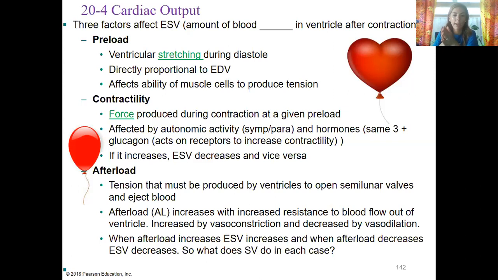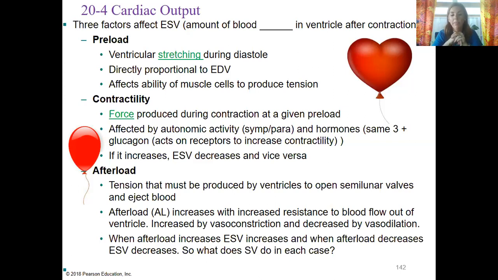So this is why afterload is all about how much tension the ventricles need to produce in order to get that semilunar valve to pop open and allow blood to eject out. When afterload increases, ESV increases, and when afterload decreases, ESV decreases.